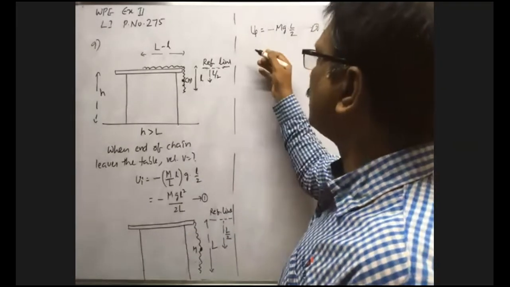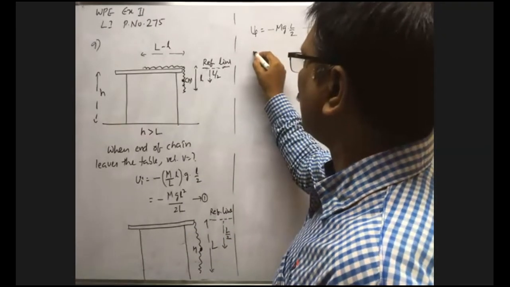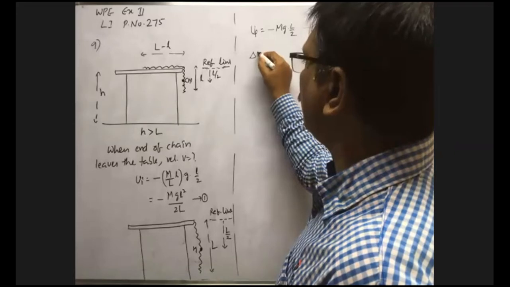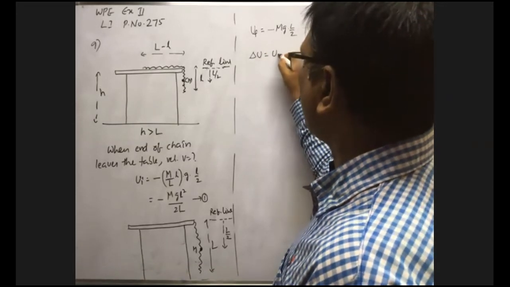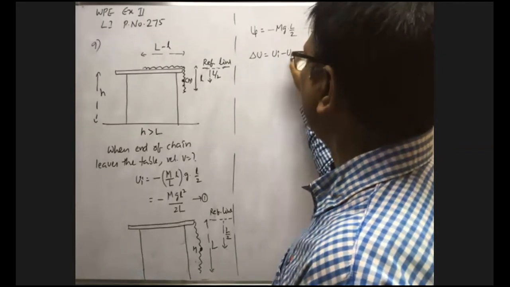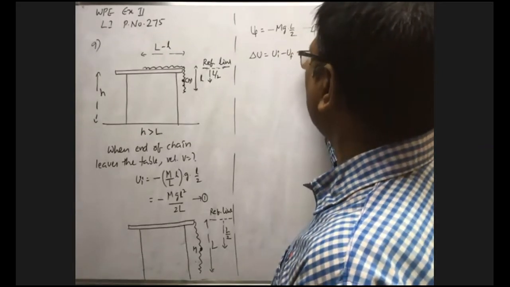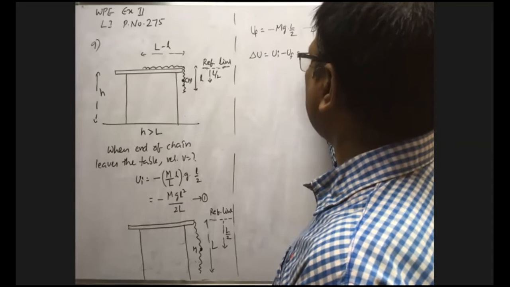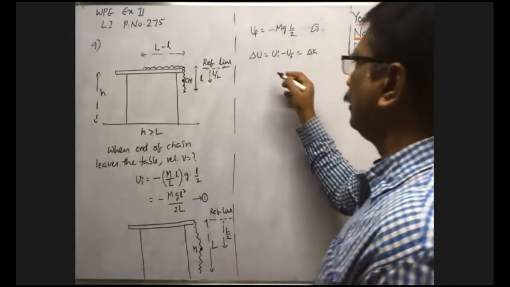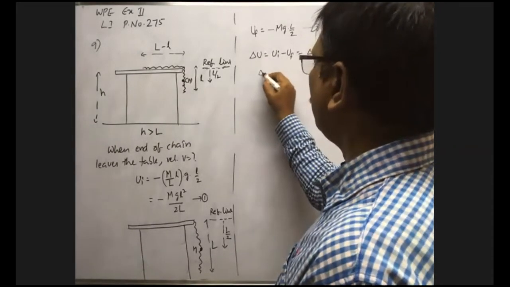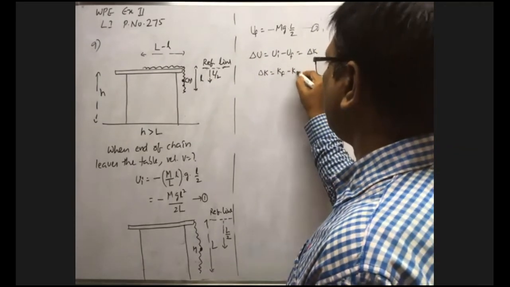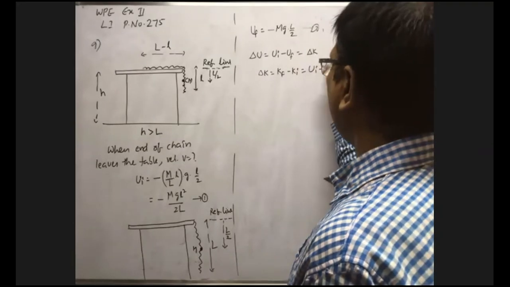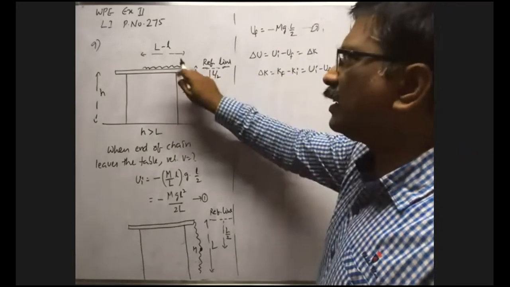Loss of potential energy means the initial potential energy is greater, no? That's why loss of potential energy, delta U, is equal to initial potential energy minus final potential energy. That is equal to the kinetic energy gained, or change in kinetic energy. Therefore gain in kinetic energy is equal to final kinetic energy minus initial kinetic energy, that is equal to U_i minus U_f.